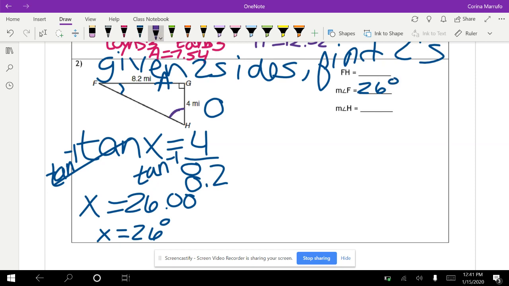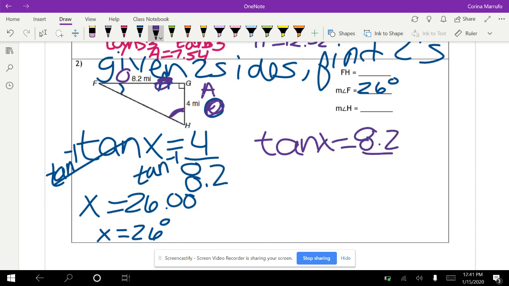So if I am looking for angle H, then that makes the 8.2 here my opposite. So it's no longer the adjacent because we switched angles. Now it's the opposite, and this one's no longer the opposite. This is the adjacent. So when I make my trig function, it's going to be tangent of X equals my opposite, which is now 8.2, over my adjacent, which is 4. We do the same thing. To solve for X, we're going to have to do the inverse tangent.